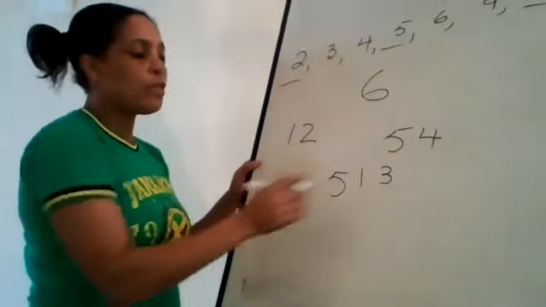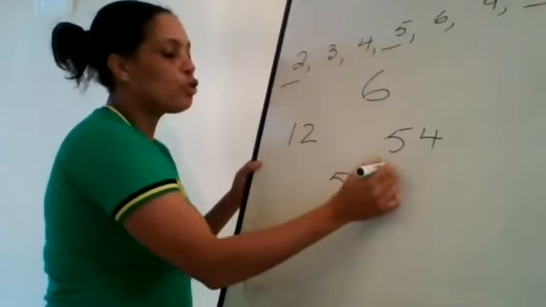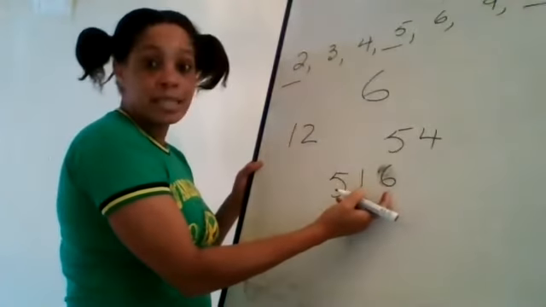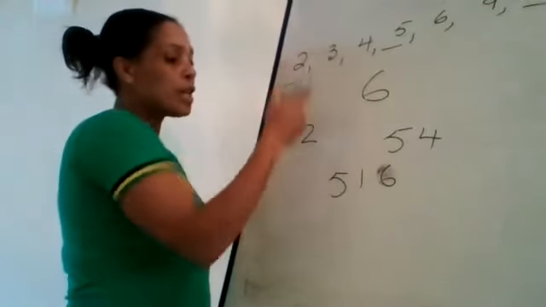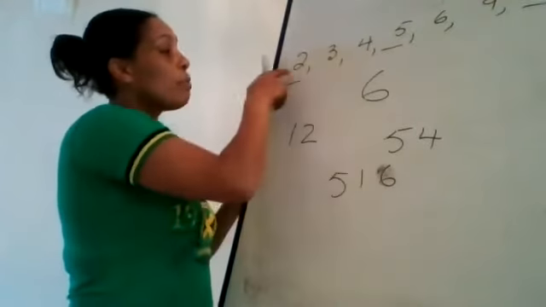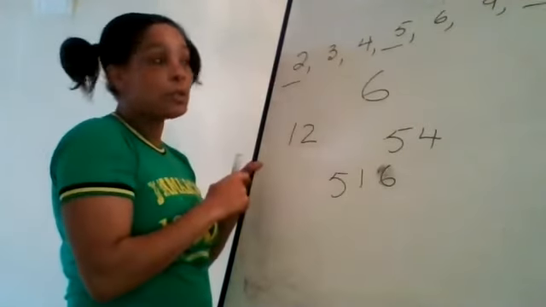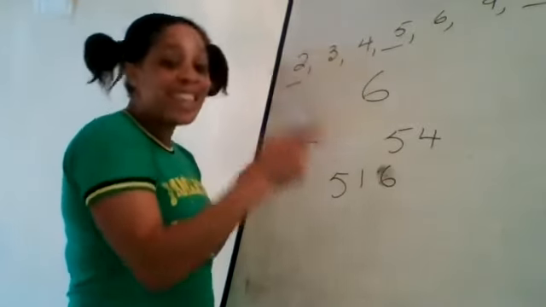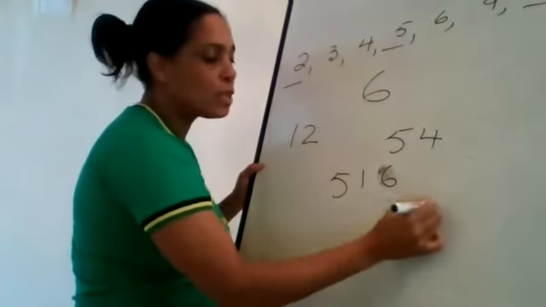So I have 516. 5 and 1 is 6. 6 and 6 is 12. 12 is in the 3 times table, so it can be divided by 3. And it ends with 6, which is an even number, so it can be divided by 2. If it can be divided by 2 and it can be divided by 3, then it can be divided by 6. So let's do a test.